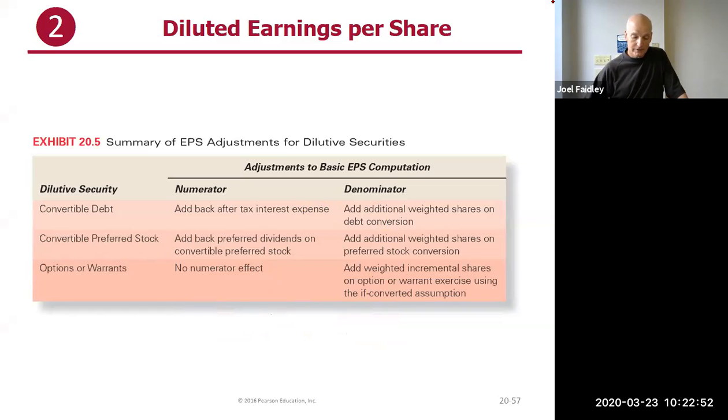All right, good little chart there. Convertible debt: add back after-tax interest expense. Add back preferred dividends on convertible preferred stock. There's no tax impact there. There are no numerator effects for options. And what do you do on the denominator? You're just adding the additional weighted shares, whether it's a full year or 6 months or 4 months, whatever, to your denominator.